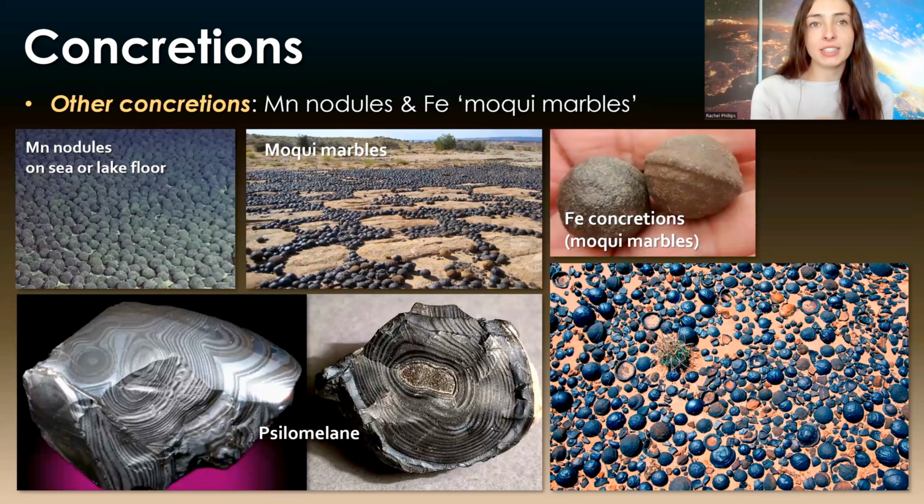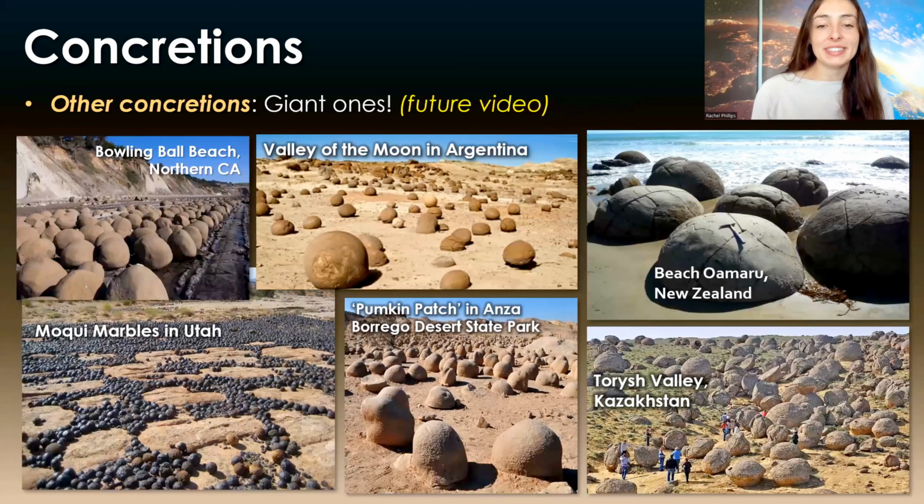But ooids, pellets, peloids and pisoids are not the only types of concretions out there. There's also manganese nodules, iron meatball marbles. I'm sorry if I'm pronouncing that wrong. These are kinds of concretions that can also form concentric layers around either a nucleus, or sometimes they don't involve a nucleus.